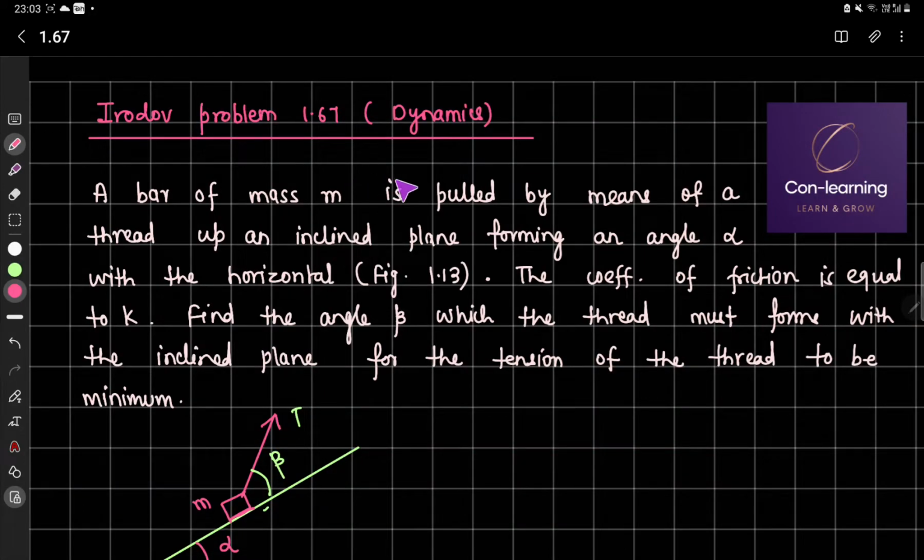Hello everyone. In this video, we are going to solve problem number 1.67 from Irodov, and that is related to dynamics. So let us first understand the problem and then we will solve it step by step.